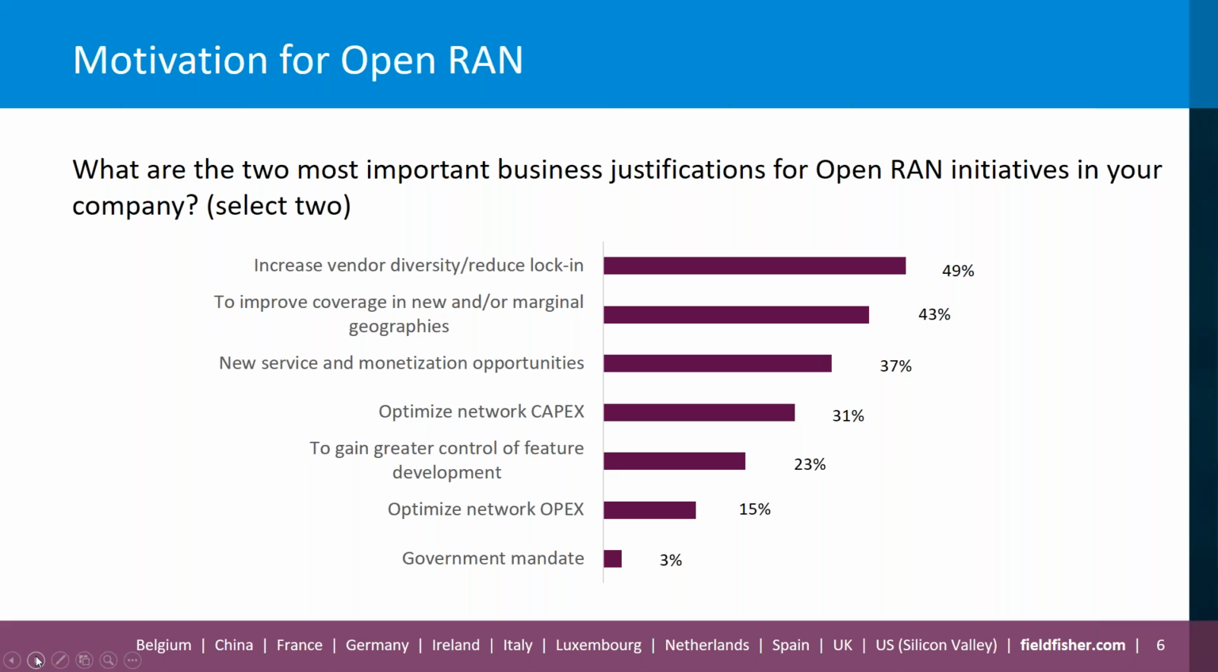Operators are looking to Open RAN to improve coverage in new and or marginal geographies. So rural areas, private networks. I think you're going to see the initial Open RAN deployments are likely to be in those more rural areas in terms of the footprint of the operator. And you can see this by Vodafone's recent announcement that they're going to use Open RAN in at least 2,500 sites by 2027. Those sites are pretty much exclusively in rural areas in the southwest of England. So if we can go on to the next slide.